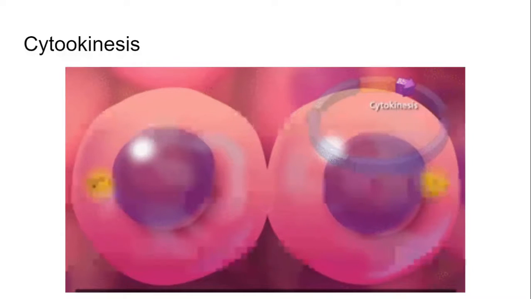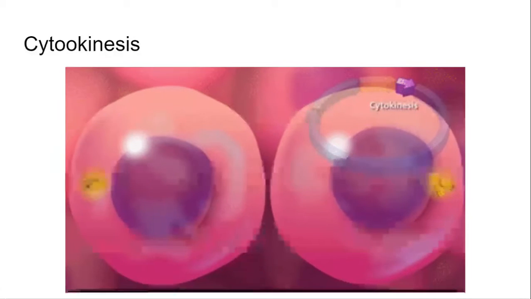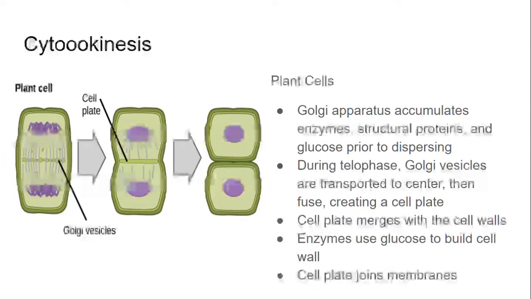And this is shown by this image here. You can see in the middle, and I apologize for the low image quality or recording quality, I don't really have control of that. The ring is in the middle and it slowly gets smaller until the two cells separate entirely. In plant cells, it happens differently though.